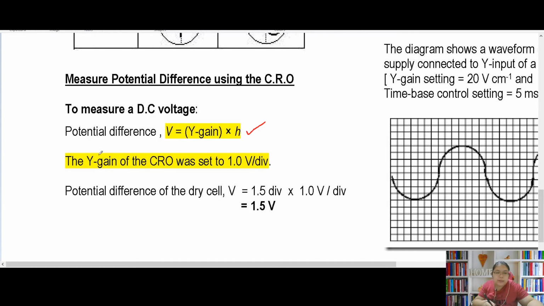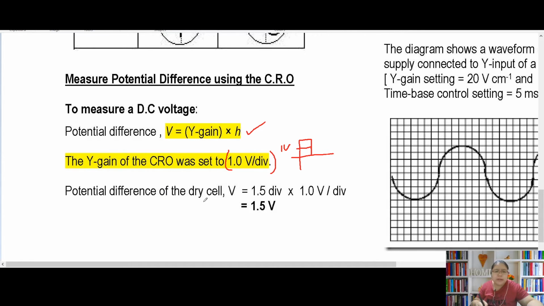Let's see here. The Y gain of the CRO is set to 1.0 V, dash, div. The meaning of this is, for example, this is the boxes. 1 box, 2 boxes. So 1 division means 1 box, represented by 1 volt. So when you go up 1 division, that is represented by 1 volt. So this one is very important. They show the ratio for every box. If not, you don't know how to know how many volts it is.